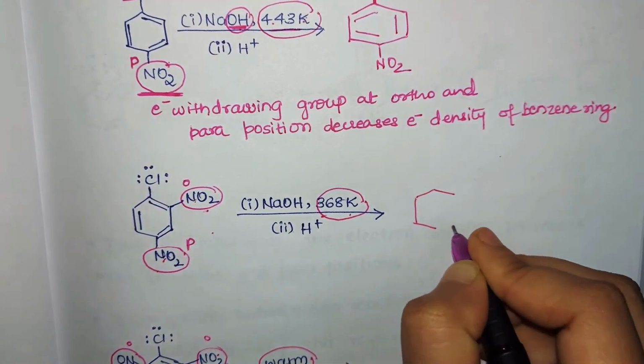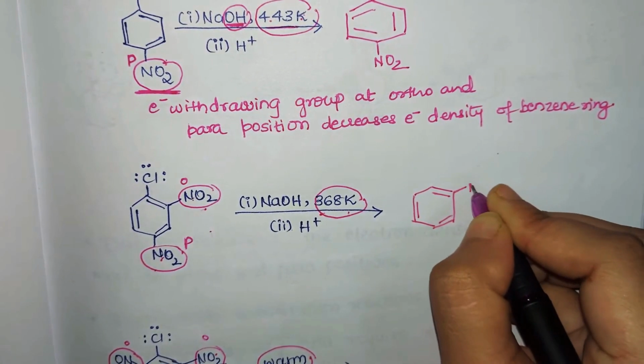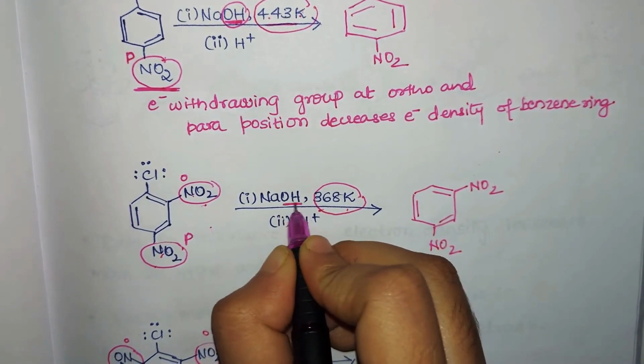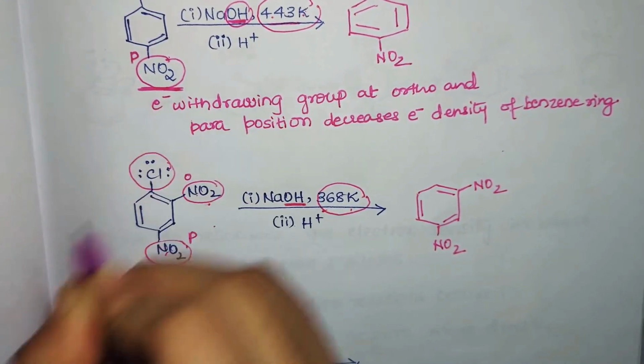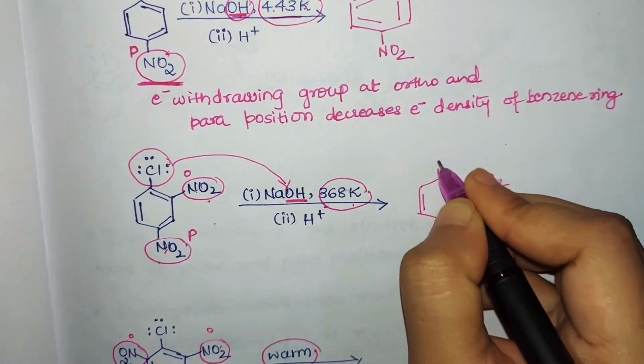And since the temperature decreases, the nitro groups, remember, are not going to change their position. They just withdraw the electrons towards themselves and make the attack of the nucleophile easier. So Cl is replaced by which group now? Cl is replaced by the nucleophile, that is OH. So it forms the next product.